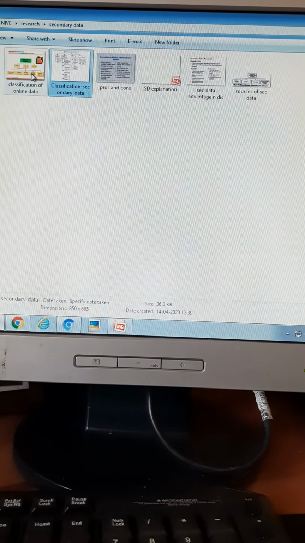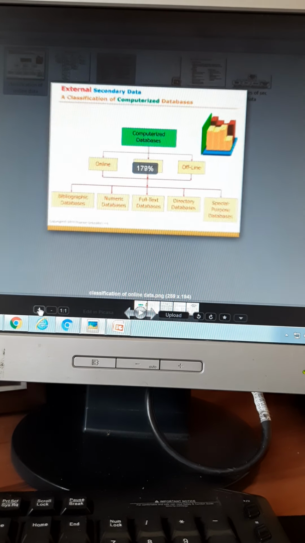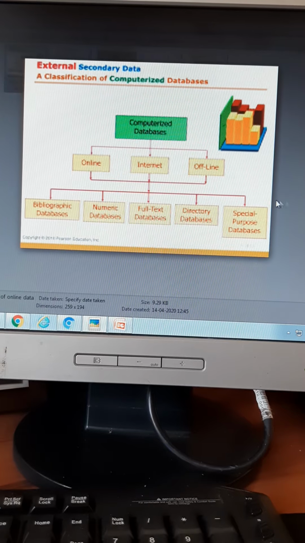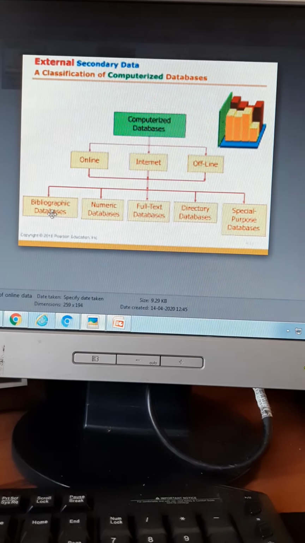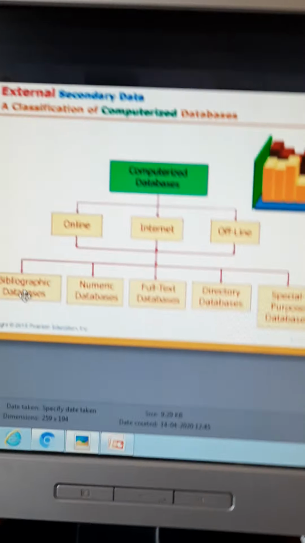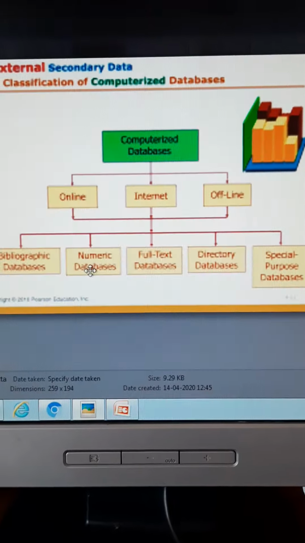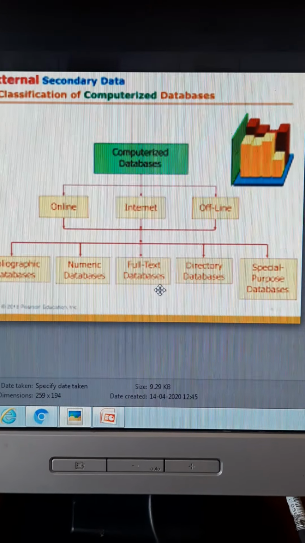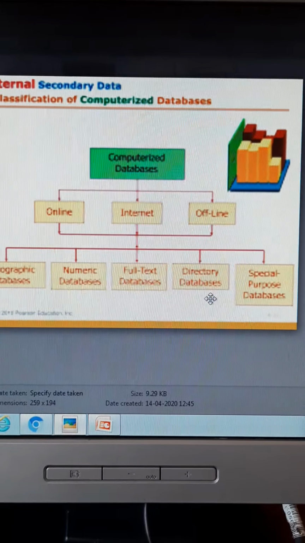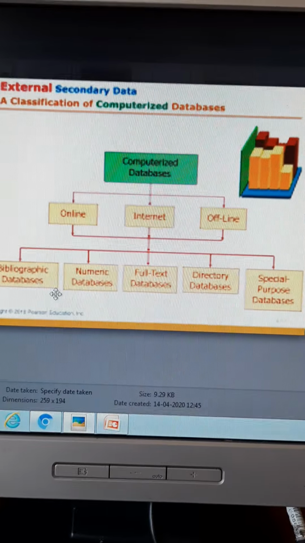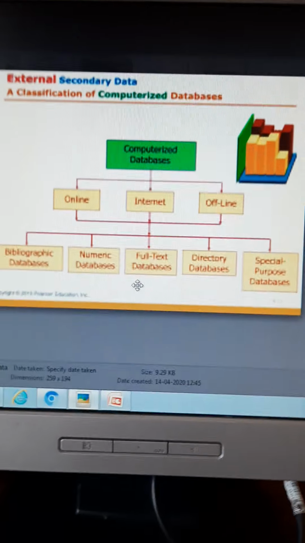Right. Another classification. This is how to classify online data. Computerized online data: online, internet, offline. This is bibliographic database, numerical database, full text database, directory database, special purpose database. You go to ProQuest and please see these things, then you will know how data can be a business.